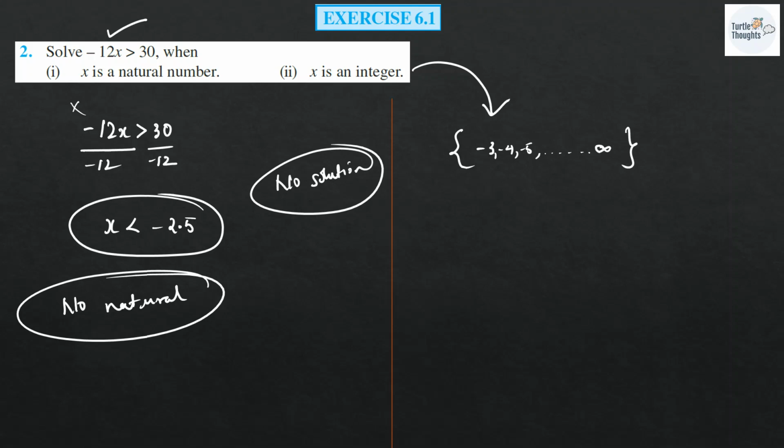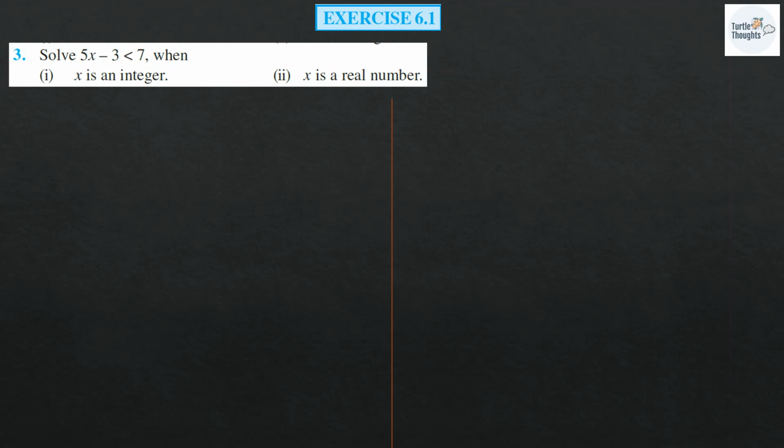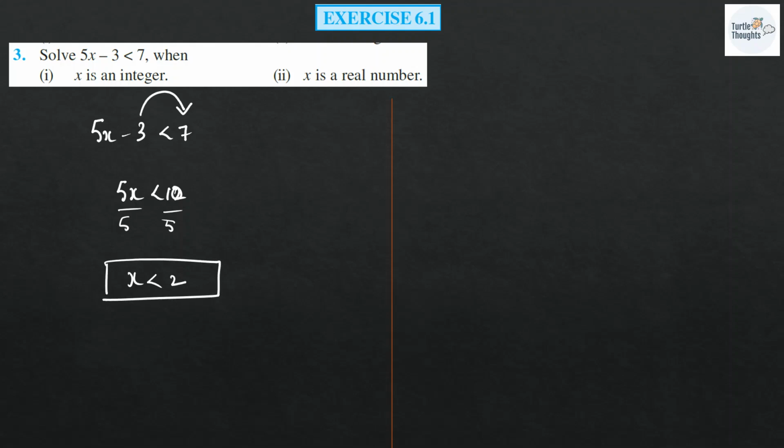Now coming to the third one. Here we have a similar question, but 5x minus 3 is going to be less than 7. Again, we'll start by solving this. You can transfer 3 to the other side. 5x is going to be less than 10, and dividing both sides by 5, I'll get the value of x, which is going to be less than 2. Now let me solve the first one. The first one says that x is going to be an integer.